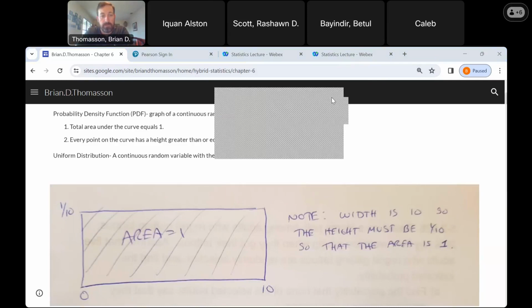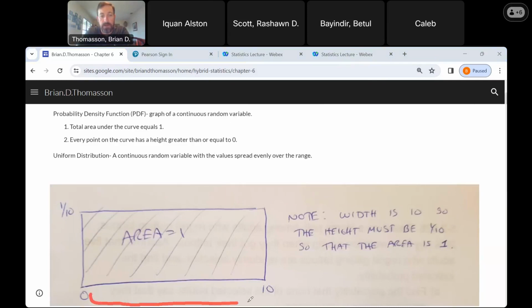So we have a width of 10 because we have values in between 0 and 10. And what I did is I chose this height to be 1/10 so that the area would be 1. Anytime we have a width of 10, I make a height of 1/10. If my width was 100, I would make the height 1/100 so the area is equal to 1. So what I'm doing is I'm forcing the area and the probability to be one and the same.